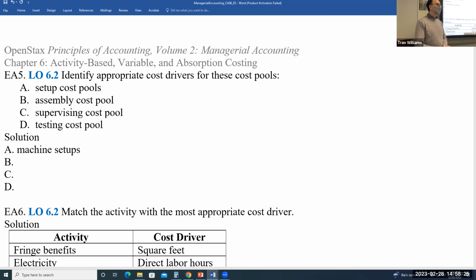How about for assembly? This would be the assembly of parts. Use number of parts that we assembled, right? Number of parts assembled. Okay, how about if we had a supervising cost pool? That's overhead associated with our supervisor costs. What could we tie that to?